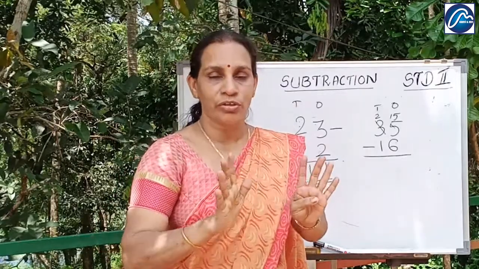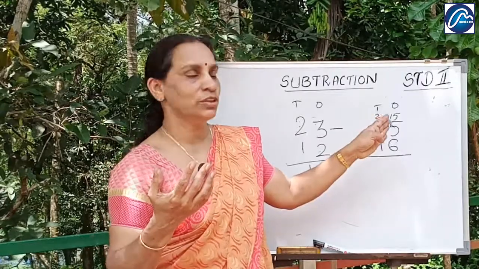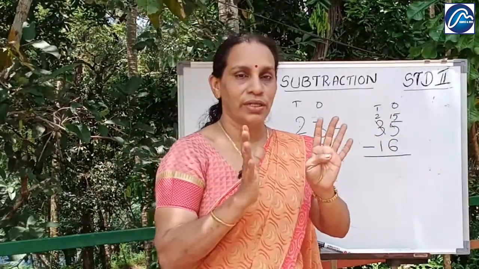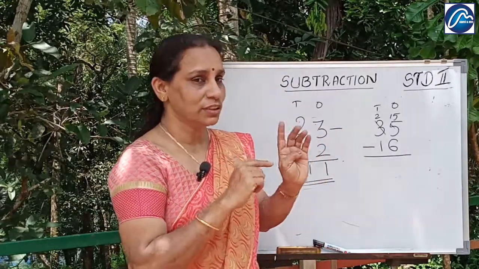9 you have counted. You will always get the subtracting number on your fingers, because only between 0 and 9 you will get the answer. Okay, so 9 is the answer because it is only one digit.